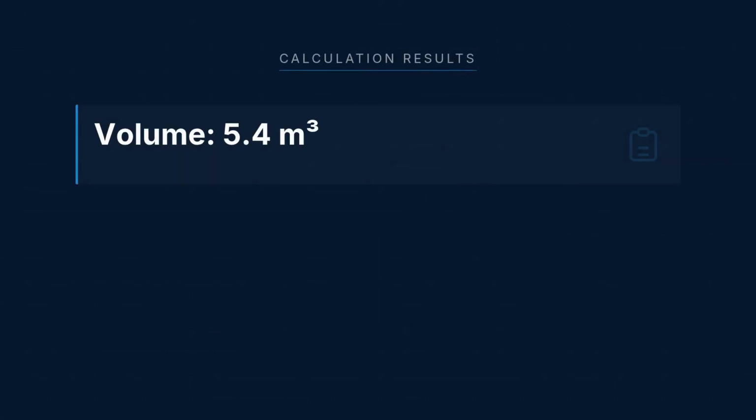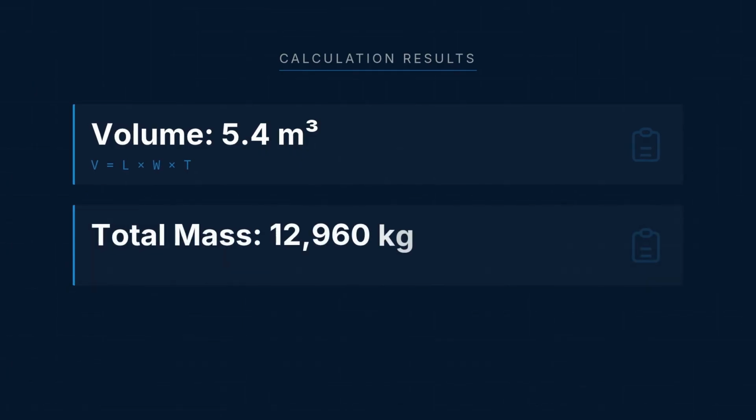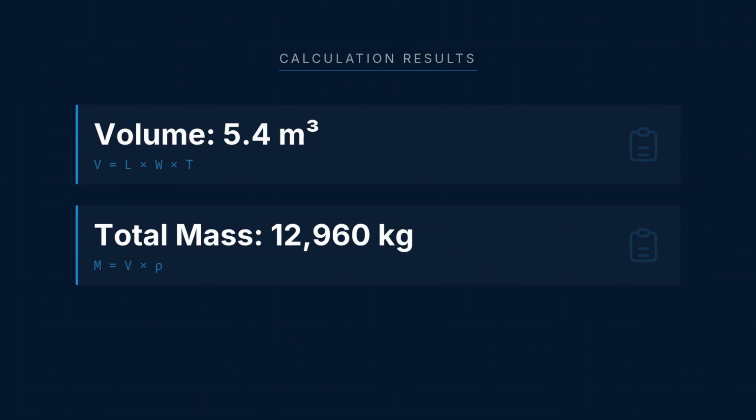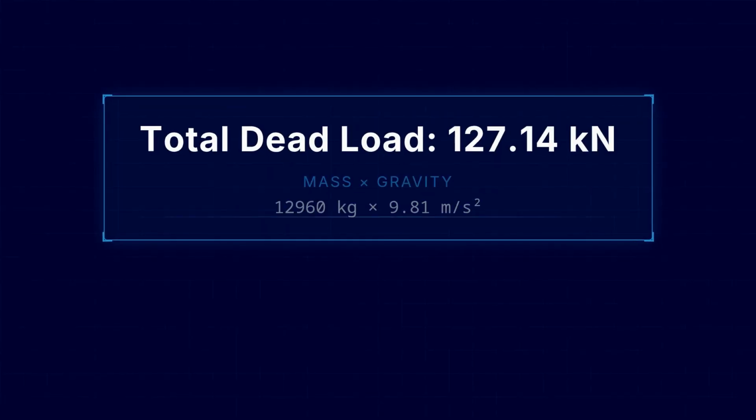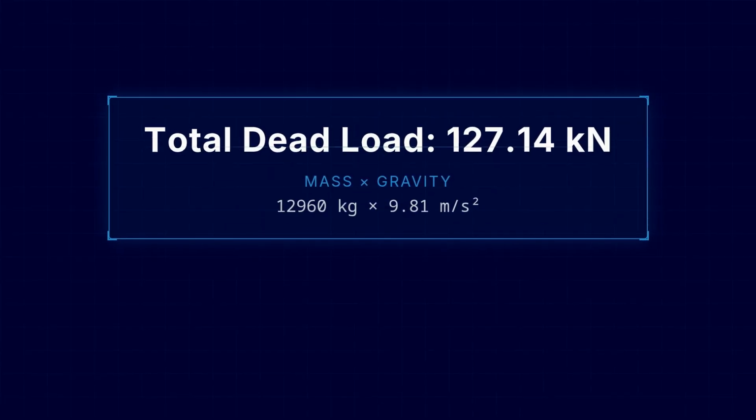After clicking Calculate, the results show volume equals 5.4 cubic meters, which is length times width times thickness. Total mass equals 12,960 kilograms, calculated from volume times density. Total dead load equals 127.14 kilonewtons, converted from the mass using gravity.